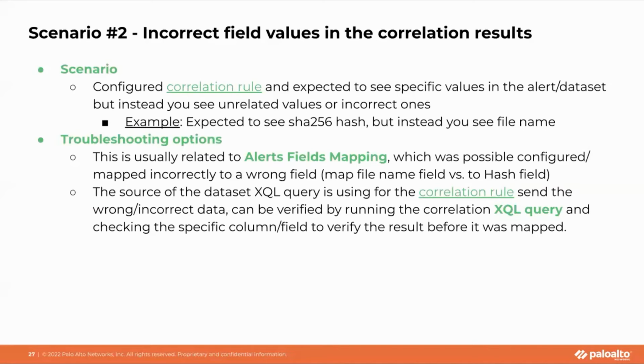The troubleshooting option here is that this is usually related to alert field mapping, which was possibly configured or mapped incorrectly to a wrong field. Map the file name field versus the hash field. The source of the data set or SQL query the correlation rule is using may send the wrong or incorrect data. This can be verified by running the correlation SQL query and checking the specific column or field to verify the results before it was mapped.